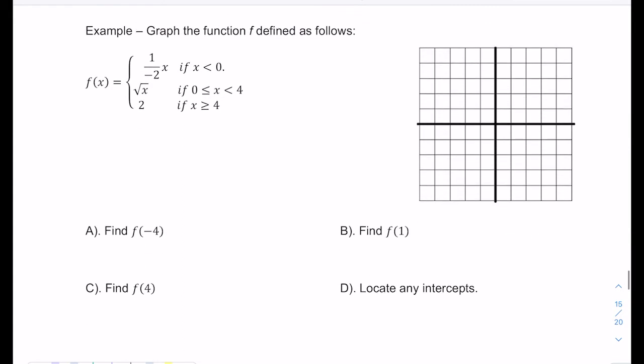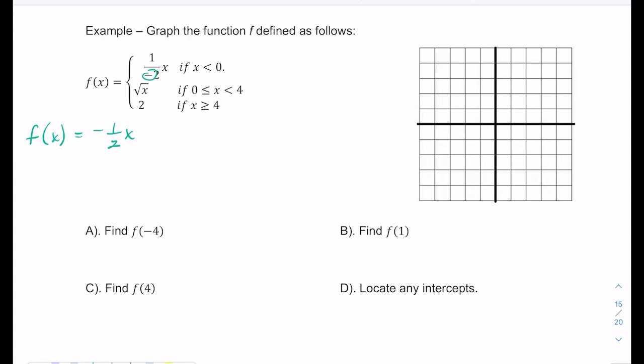Okay, let's look at the next one. I'll do the first part, and then I'll let you all try to answer the questions underneath related to it. Okay, so we've got f(x) = -1/2 x if x is less than 0. f(x) = the square root of x if x is between 0 and not including 4. And f(x) = 2, so there's that constant function again, if x is greater than or equal to 4.